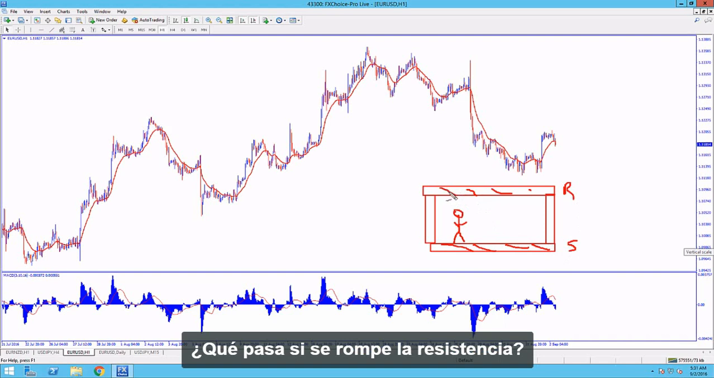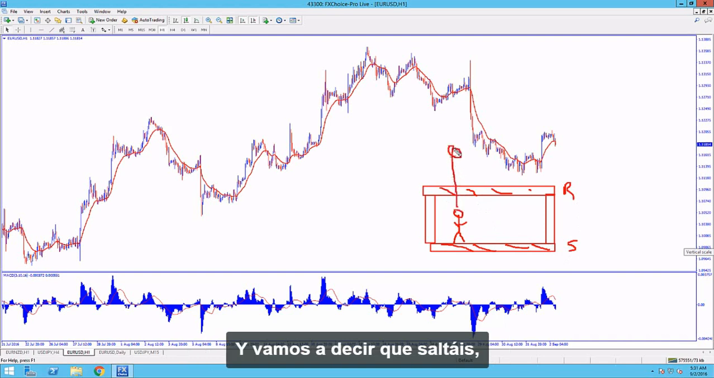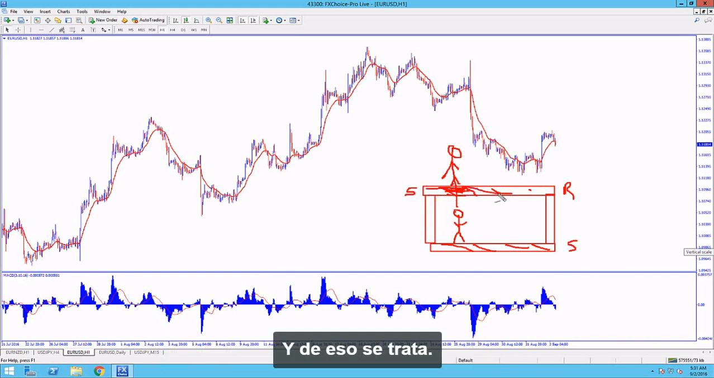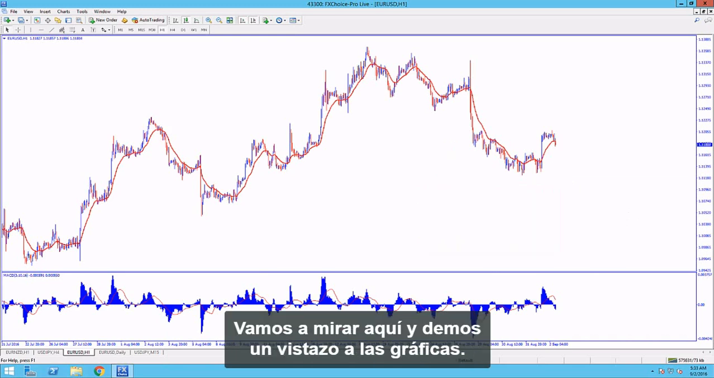What happens if you break resistance, and let's just say you jump through, all right, that's my interpretation. If you went through the resistance, through the ceiling, you cut a hole, and now you're on top of resistance, this now becomes support. Okay, so that's about it. That's the theory behind it. Let's look at it, and let's take a look at charts.